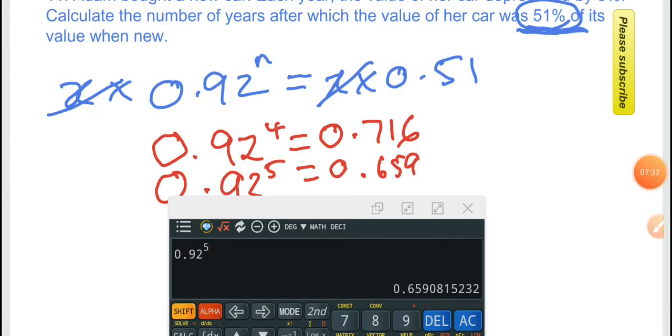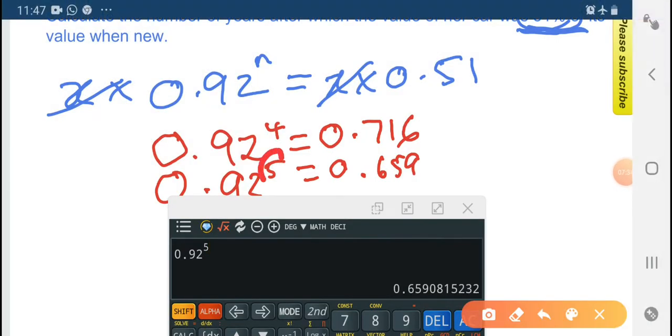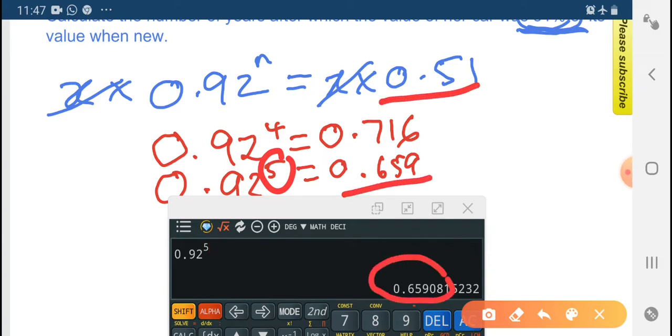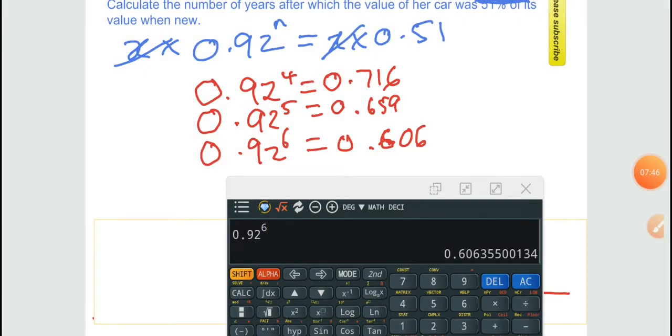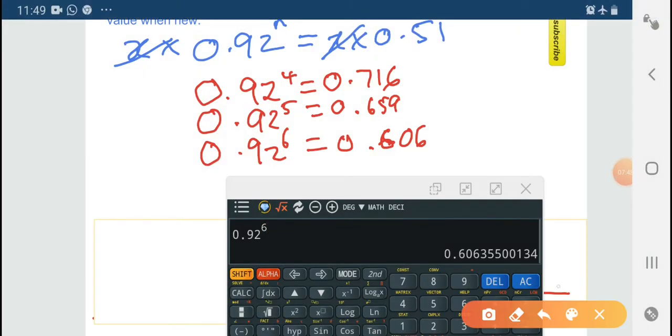So as you can see, I've now tried to the power of 5, and I got the answer to be 0.659. So that is still not as low as 0.51. So we're going to have to try it to the power of 6. So as you can see, even with 0.92 to the power of 6, this answer still isn't as low as this. So now we're going to try 0.92 to the power of 7.